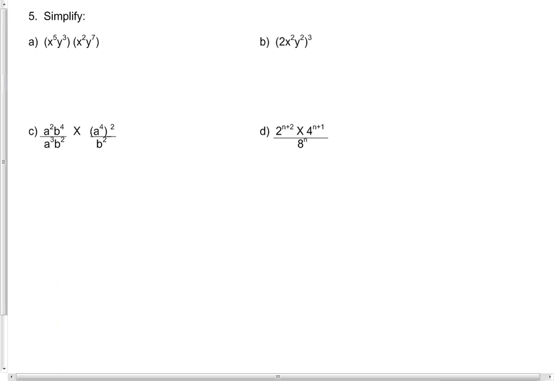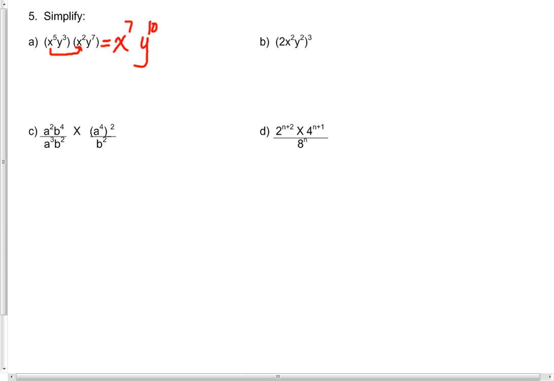Some powers to look at. I don't know why students don't like these. I really don't. x to the 5th y cubed times x squared y to the 7th. We keep our bases and add the exponents is our rule for multiplication. I have x's, so keep the base, add the exponents, I get x to the 7th. I also have y's, keep the base, add the exponents, done.